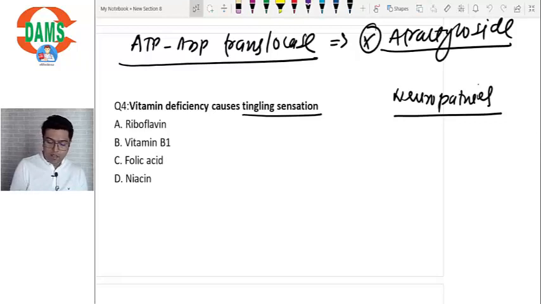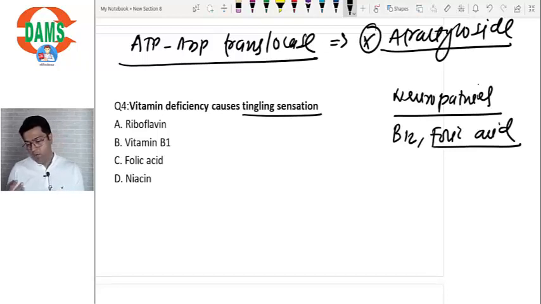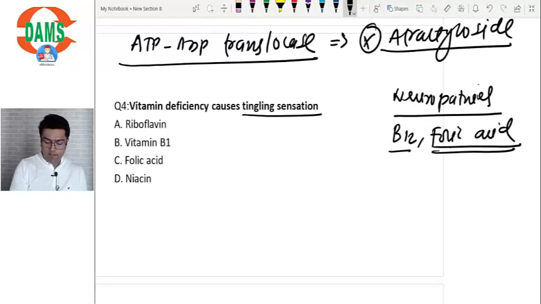See, if we take all the options, then I would go for vitamin B12 as the best answer, but there is no B12. So apart from that, folic acid also causes the tingling sensations, deficiency of folic acid, like pins and needles, gloves and stocking kind of sensations. So B12 and folic acid are the two important ones.